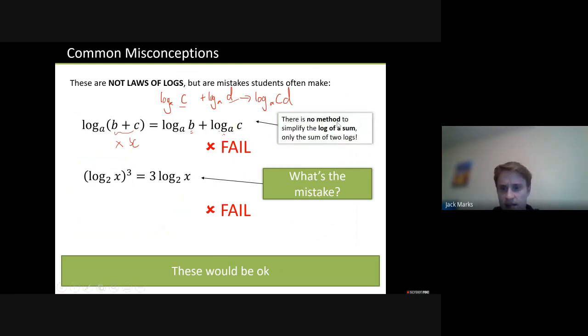So what can we say here? There's no log of a sum. Yeah, there's no log of a sum. It's log of a product is the idea.